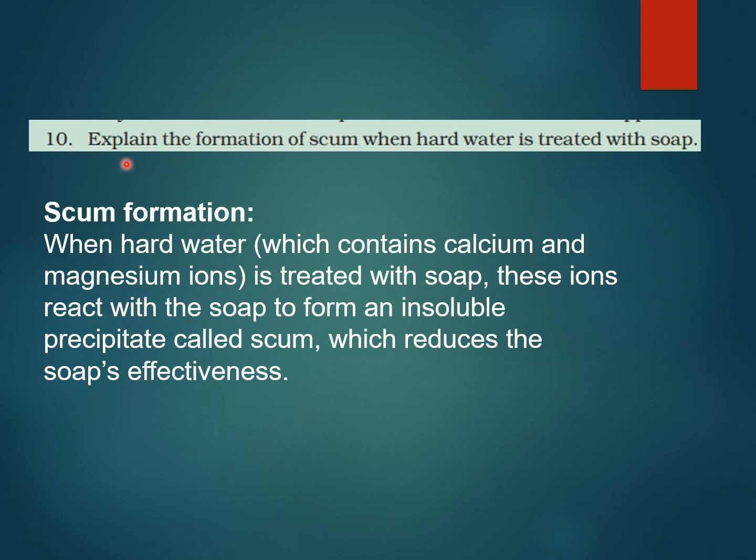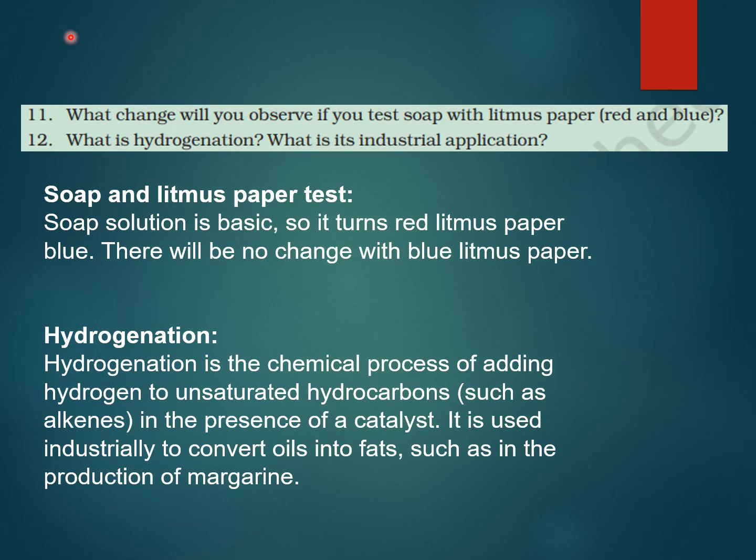Question number 10 says explain the formation of scum when hard water is treated with soap. So when hard water is treated with soap, see hard water contains calcium and magnesium ions. Okay, so these ions will react with the soap to form an insoluble precipitate which is called scum. It will reduce the effectiveness of the soap. Right? So here's the 11th question.